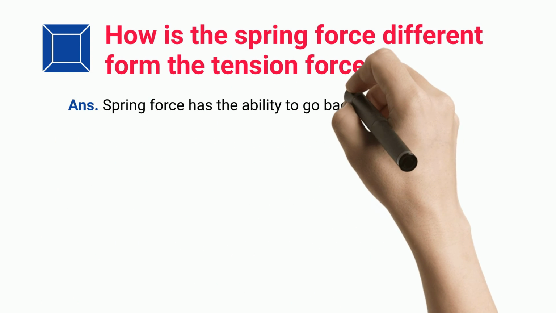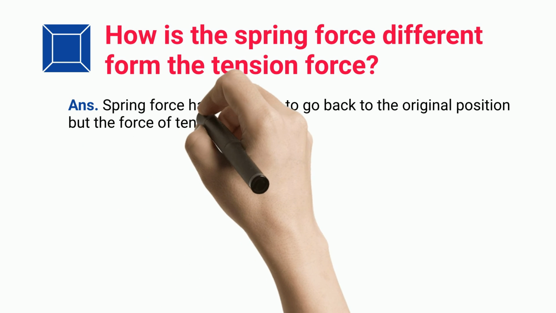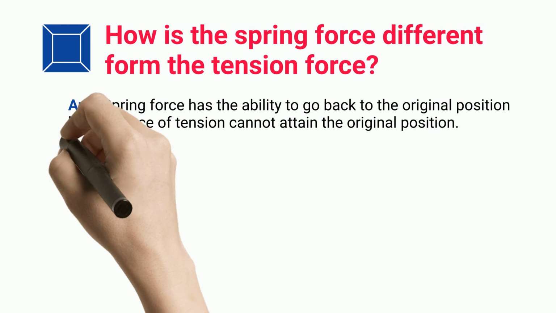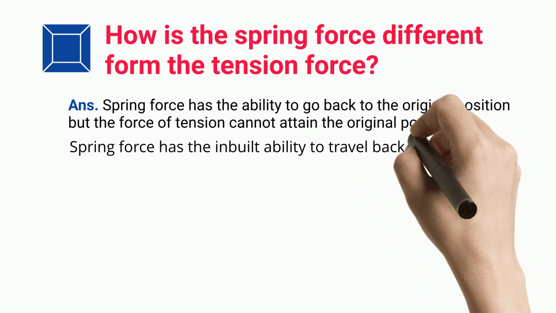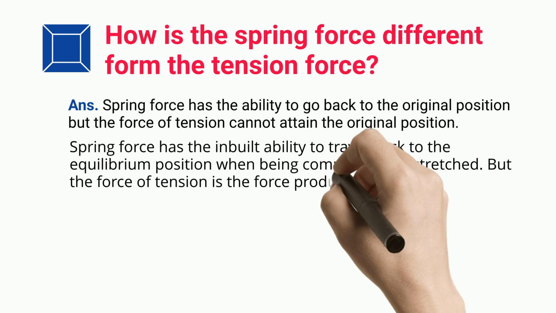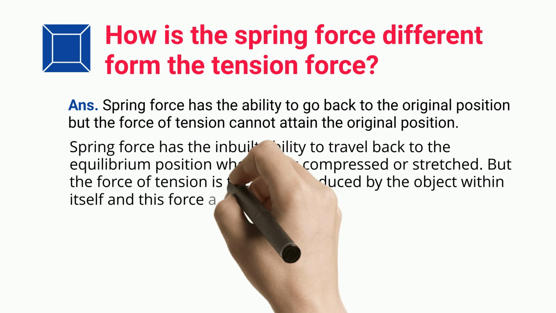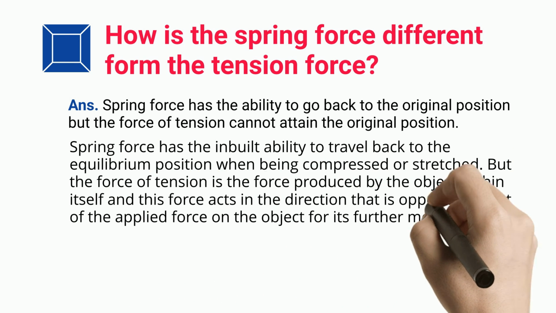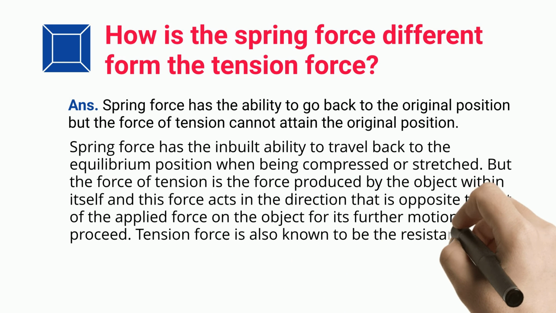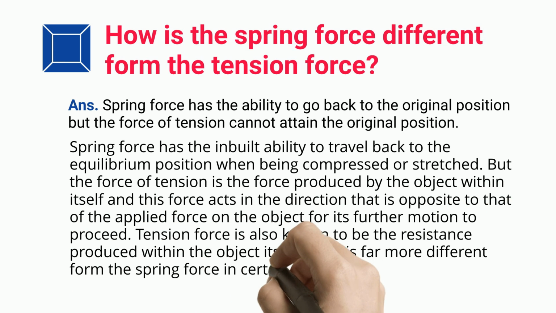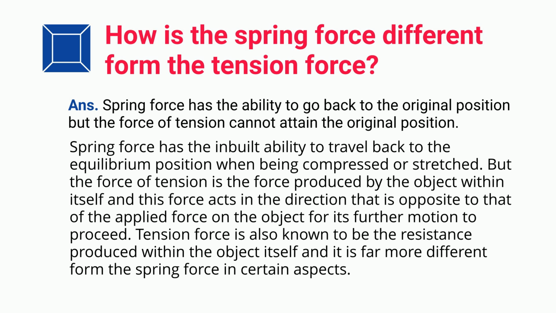Spring force has the ability to go back to the original position, but the force of tension cannot attain the original position. Spring force has the inbuilt ability to travel back to the equilibrium position when being compressed or stretched. But the force of tension is the force produced by the object within itself, and this force acts in the direction opposite to that of the applied force on the object for its further motion to proceed. Tension force is also known to be the resistance produced within the object itself, and it is different from the spring force in certain aspects.